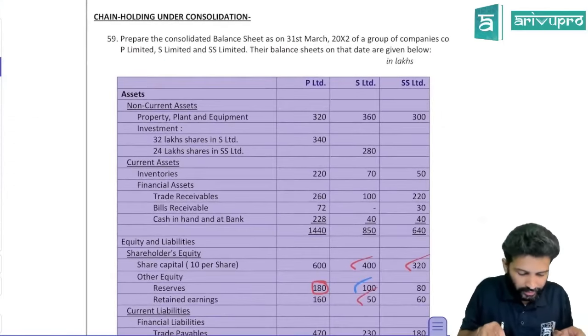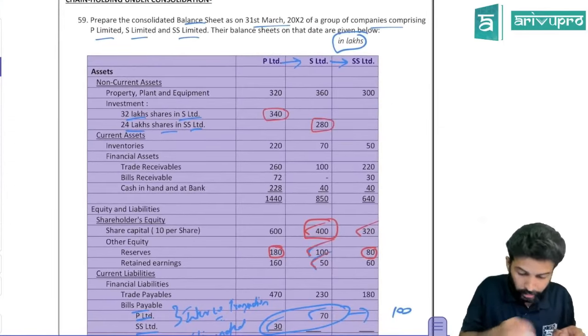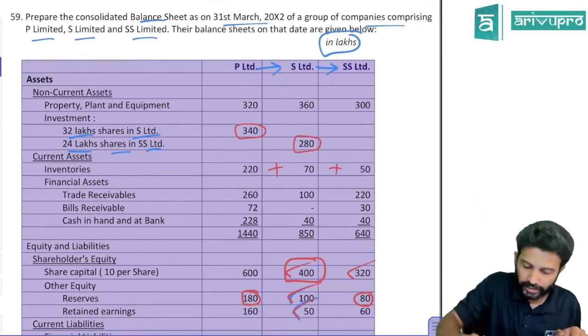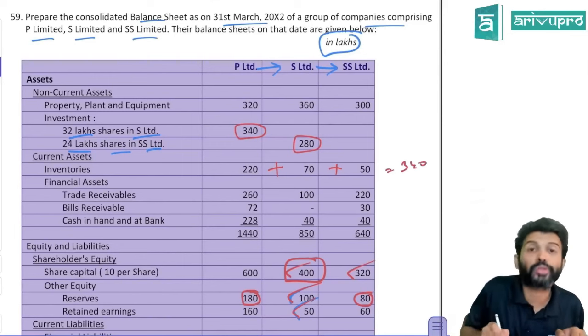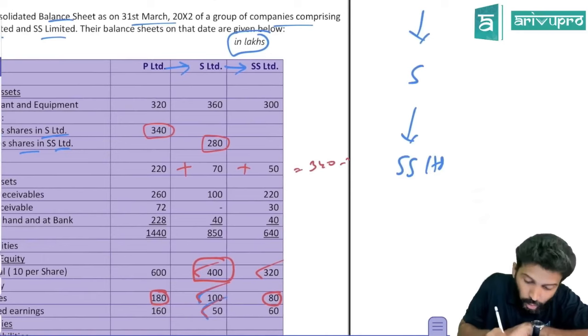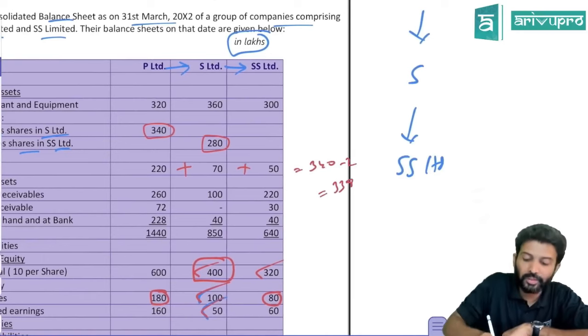Okay, what was the inventory given in consolidated balance sheet? Now, you need to add the data of all three companies: 220 plus 70 plus 50. 220 plus 70 is 290, plus 50 is 340. You can't show 340. There's some unrealized profit included in inventory, which is 2. So you need to reduce this. So inventory balance will become 338.